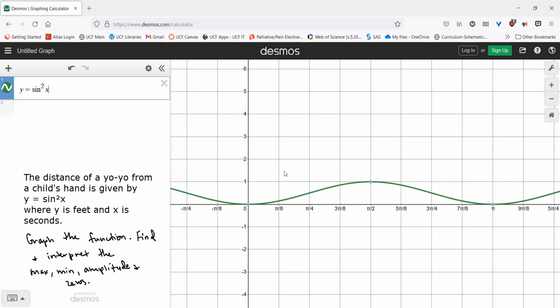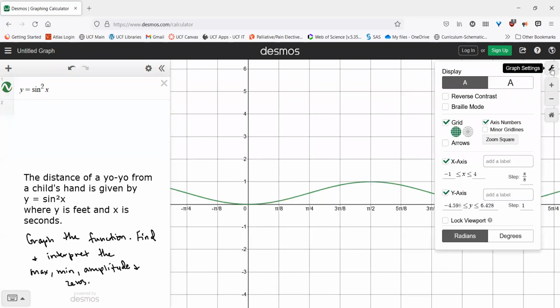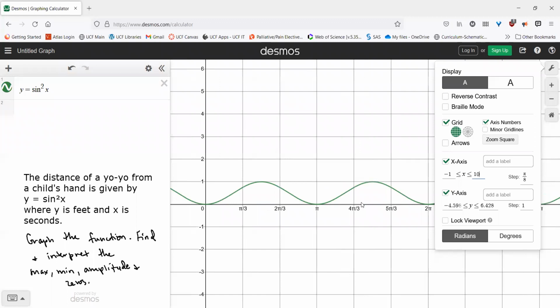All right, and then the next thing that we want to do is adjust the window. We want to adjust the graph settings. We can see right now we cannot see one full period. We can only see one bump of this. So we're going to have to come here. This is still in my settings from before, so I still have grid axis numbers. I need more on the x-axis because I don't see a period. So let's maybe try 10. Okay, now I definitely see a period. I can actually see a couple of them. That might be good for this problem because we want to interpret what's going on here. So I'm going to go ahead and keep it like this.